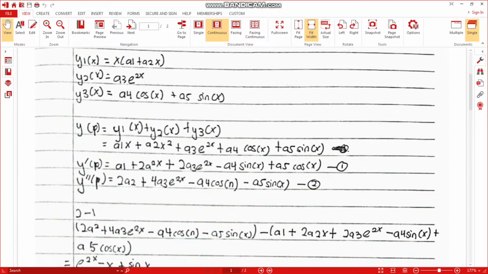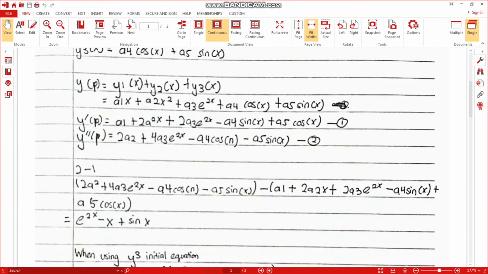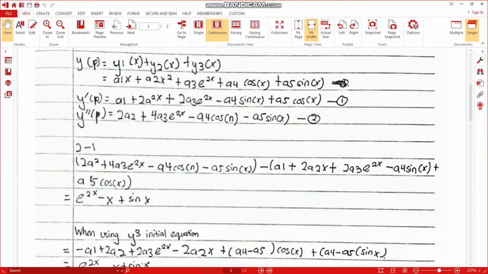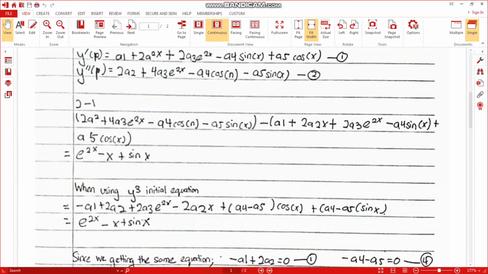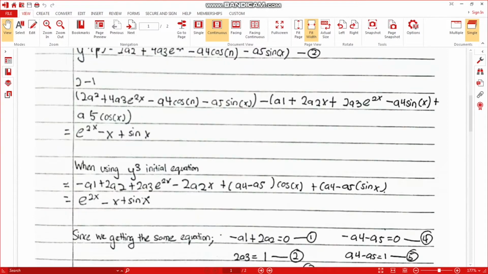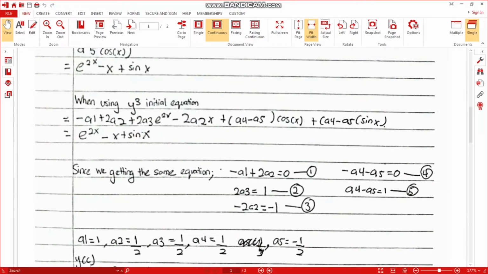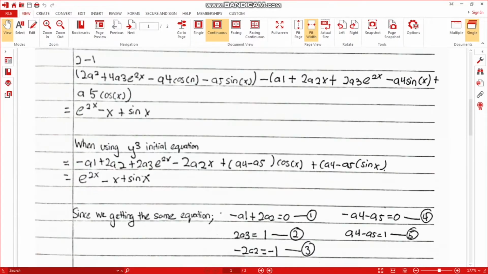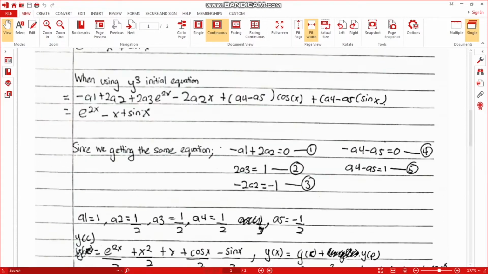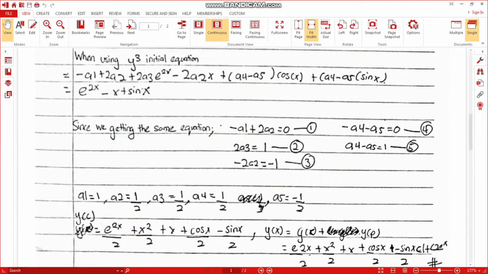So we need to substitute this value into this equation. So after substitute we will get this equation. So for the y prime we get the first equation, and then the second order we have for the double prime we get this equation. So when equation 2 minus 1, after we calculate we got e2x minus x plus sine x. So while using the y3 as an initial equation, we plus with the answer of the 2 minus 1, then we get this equation.